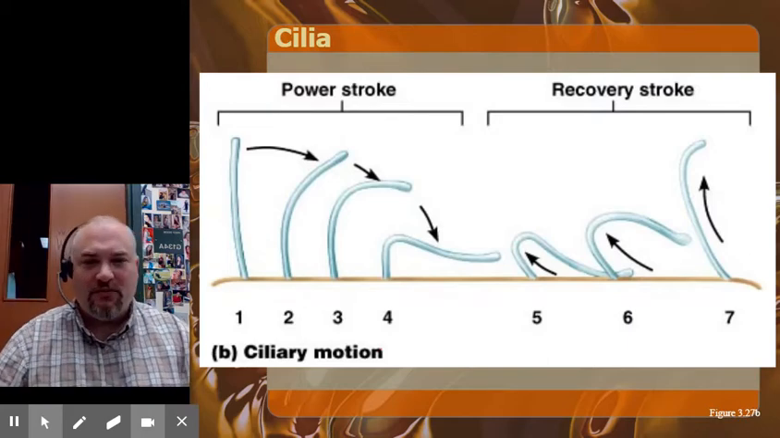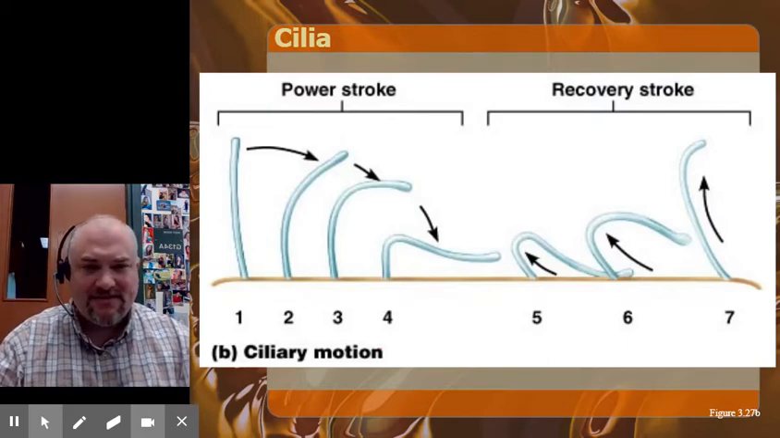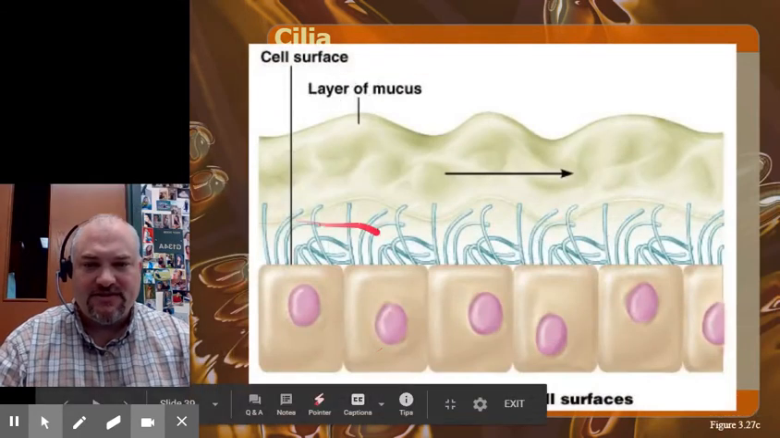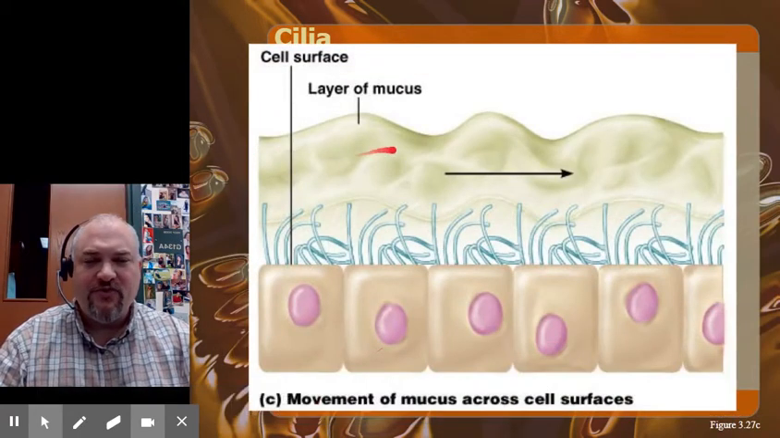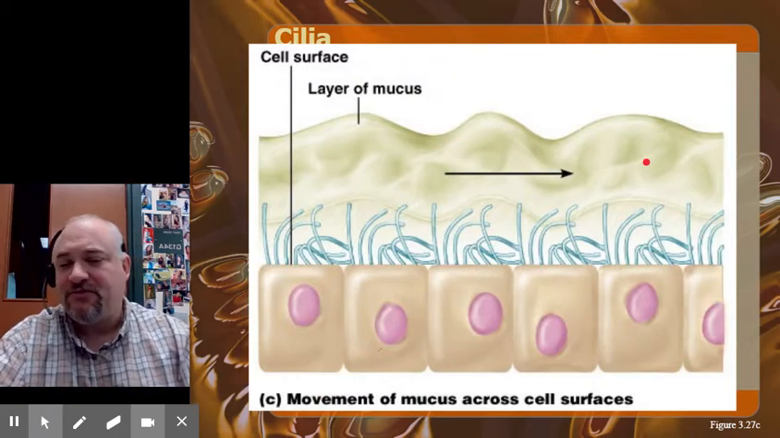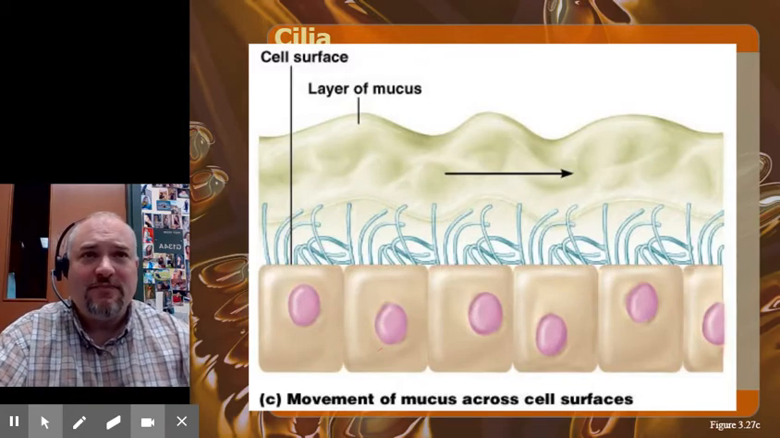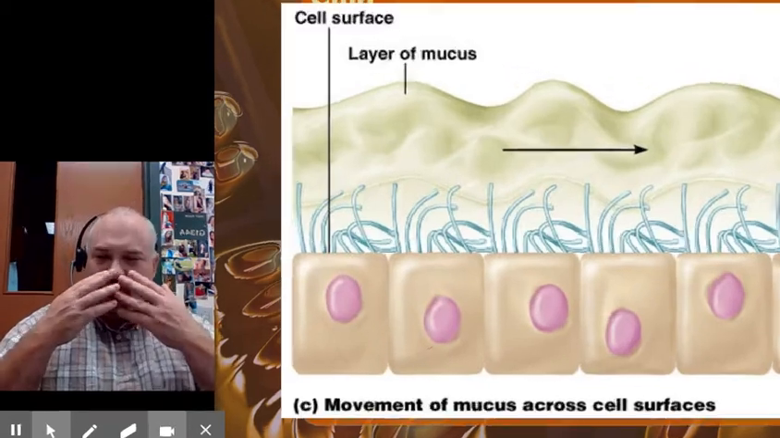Okay, so you could get something like this going where here's the cells, here's the cilia, and they're moving this layer of mucus along if it's in the respiratory tract. In fact, you're always producing mucus up in your nose and your sinuses, right? And that mucus is constantly draining down the back of your throat. It catches all those bacteria and dust particles and things like that, so that's not suspended in the air that's getting into your lungs and clogging them up.